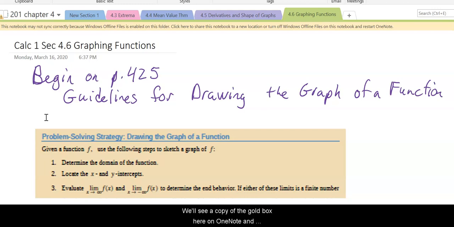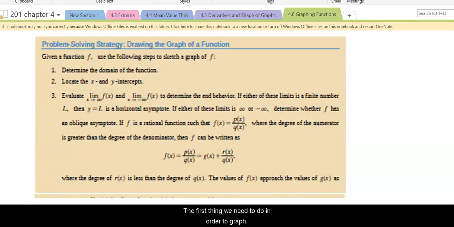You'll see a copy of the gold box here on OneNote, and let's go through what these various steps are. The first thing we need to do in order to graph a function is to determine what the domain of the function is. There are several reasons for this. Restrictions on the domain can provide information about where there are holes in a graph, where there are vertical asymptotes, and also what values, critical values, can be used for places where we have relative extrema and for inflection points.